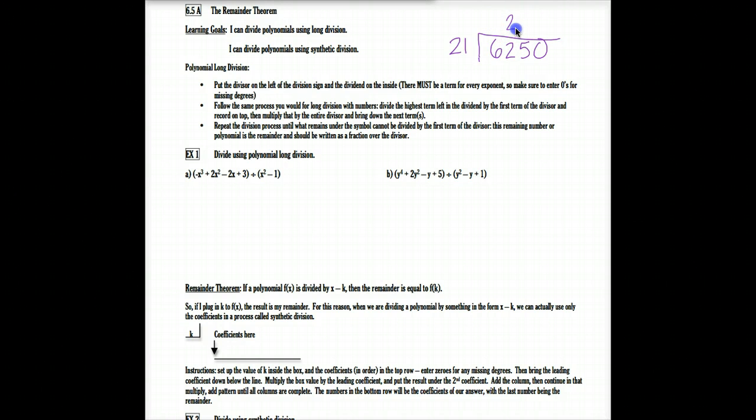So you put a 2 up here, and then you took the 2 that was up here and you multiplied it times what was in front. 2 times 21 is 42. Then you subtracted, so that gave you 20. And then you brought down the next number. And then you repeated the process. And you said, how many times does 21 go into 205?